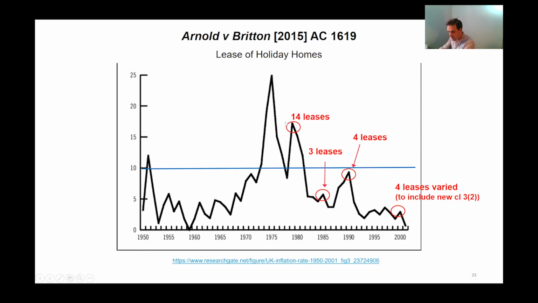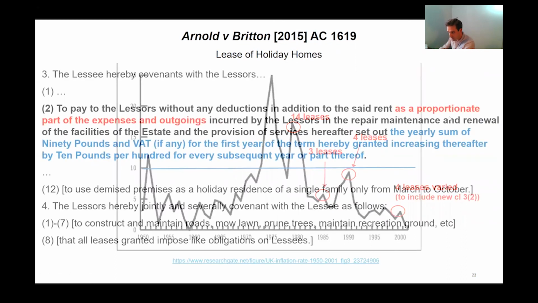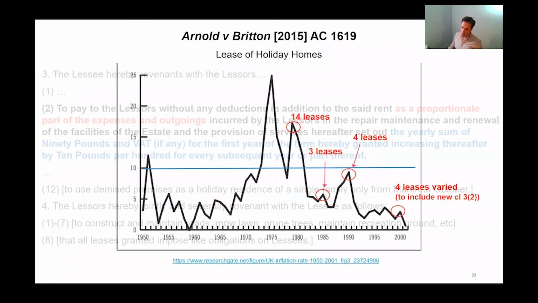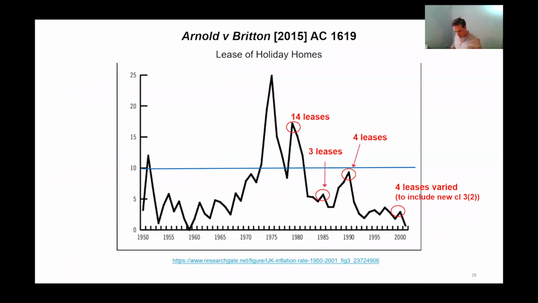But the conclusion of the UK Supreme Court was that the clause is quite clear. You agreed to pay a yearly sum of £90 increasing by 10% per annum, and that agreement can be explained as a matter of commercial purpose. You agreed it as a bilateral gamble on inflation. And that's all I have to say.